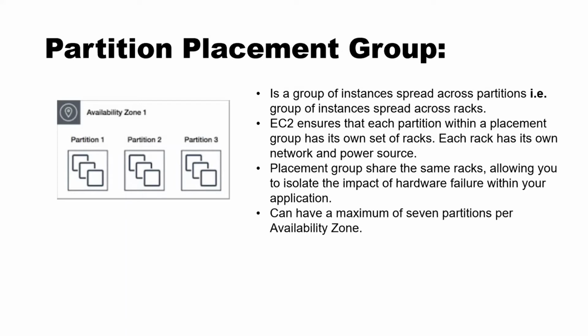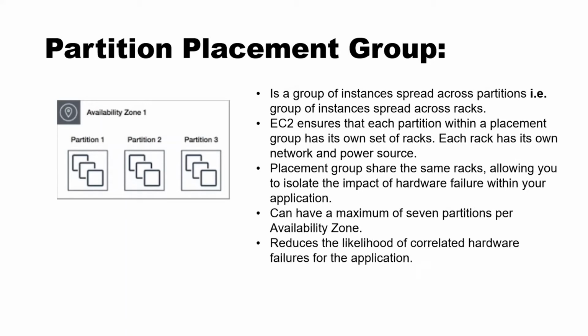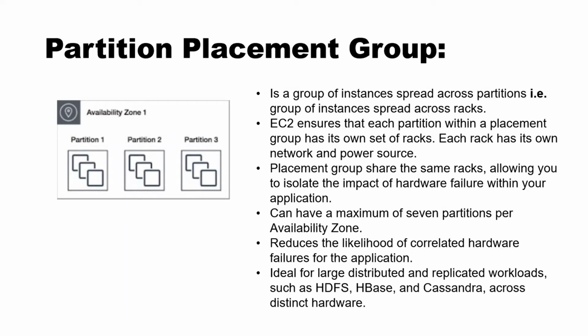You can have a maximum of 7 partitions per availability zone. This reduces the likelihood of correlated hardware failure of the application. Suppose one of the partitions fails, we can still access partitions 2 and 3. It is ideal for large distributed and replicated workloads such as HDFS, HBase and Cassandra across distinct hardware. So it is basically used for very critical applications like big data. Let's see the simple hands-on now.